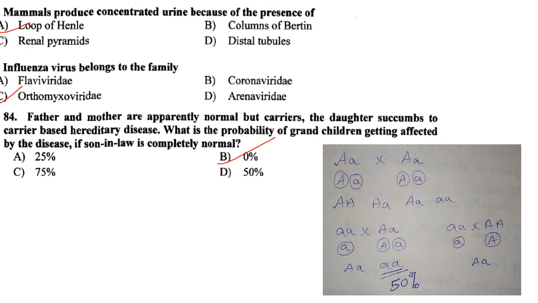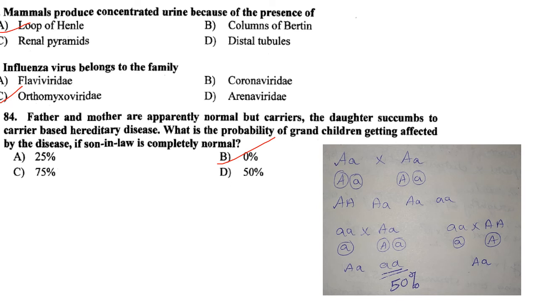Then, mammals produce concentrated urine because of the presence of the loop of Henle. Answer is option A. Influenza virus belongs to the family Orthomyxoviridae. Answer is option C.